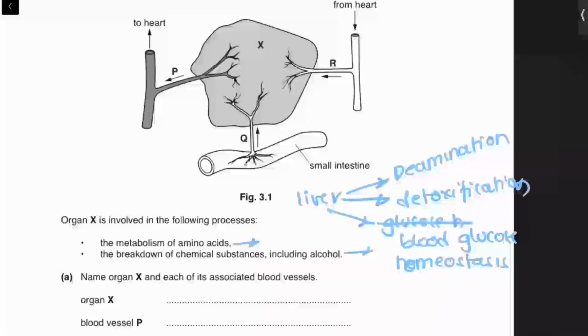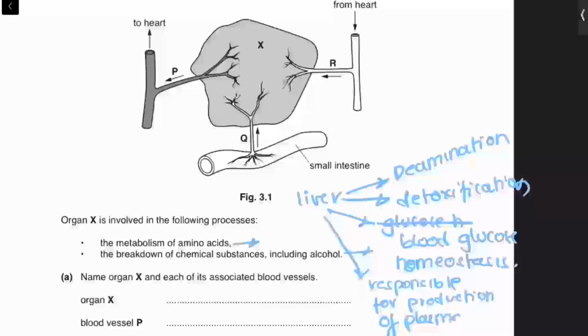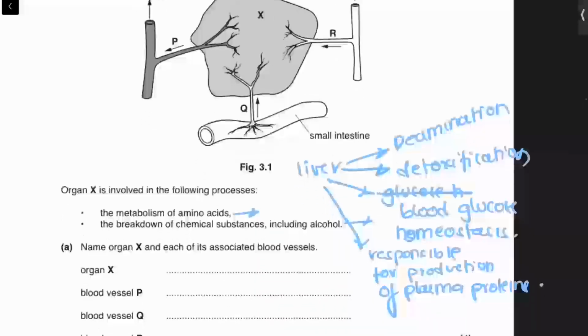Homeostasis, detoxification, deamination. You can write here, responsible for production of plasma proteins. We studied prothrombin and thrombin, no? In clotting, prothrombin is converted to thrombin, fibrinogen to fibrin. Plasma proteins, right? That is responsible for production of plasma proteins. So organ X is the liver.